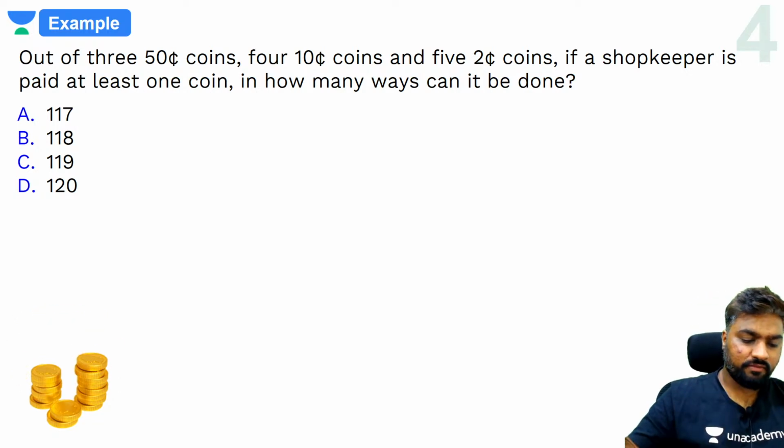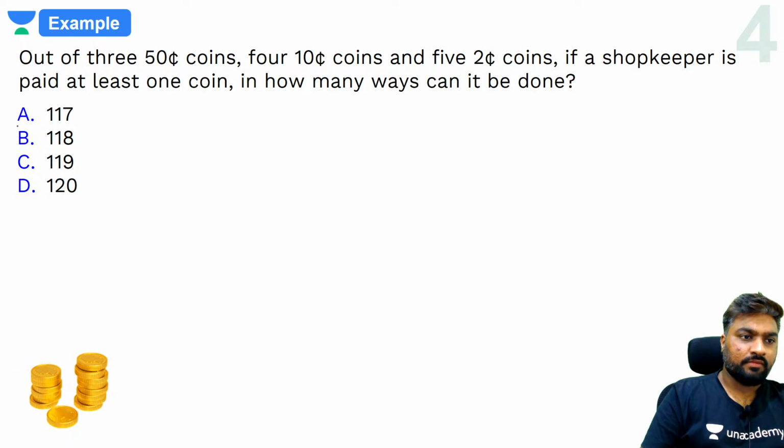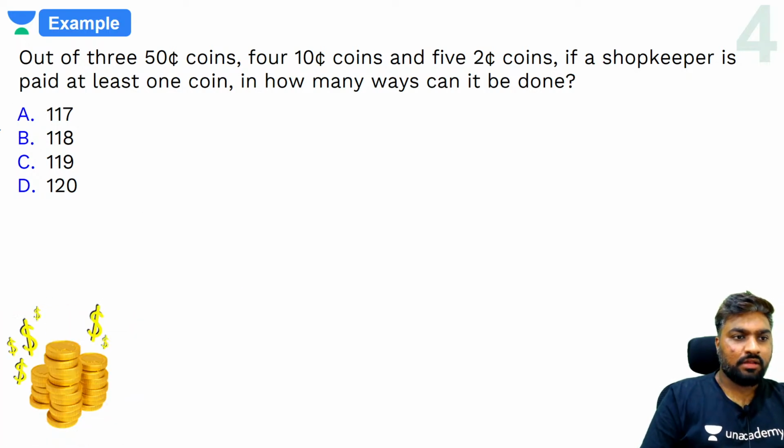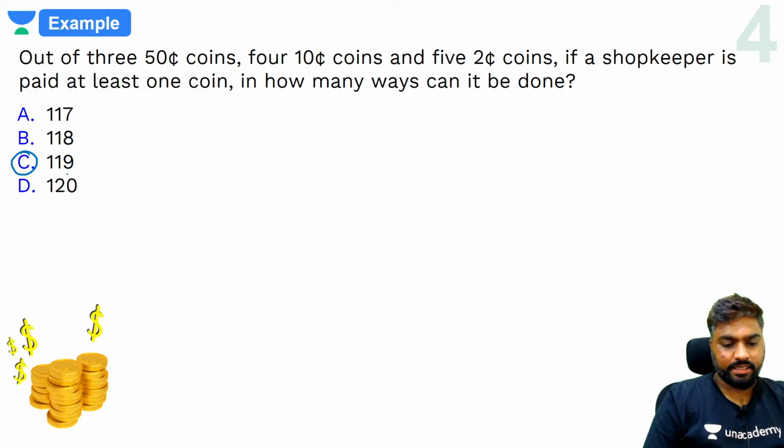$119. Very good, Shubham. Very good, Shashank. How about others? Shashank, Shubham, Gaurav, Lekhna are saying C, 119.